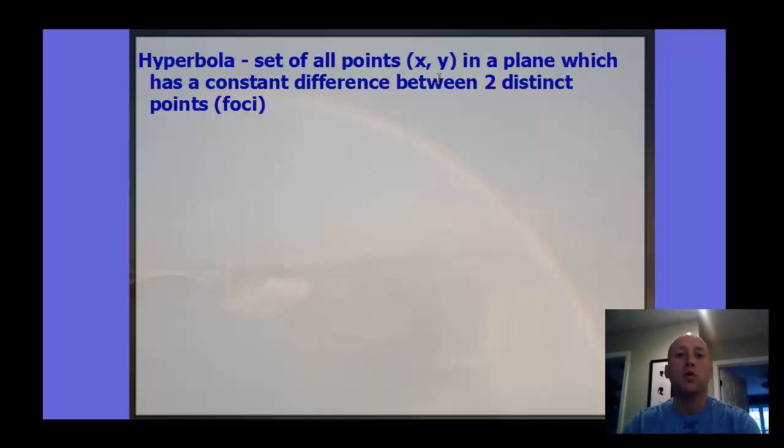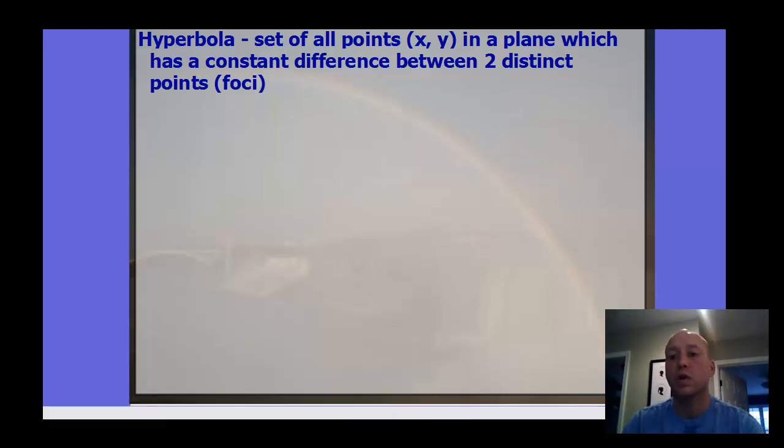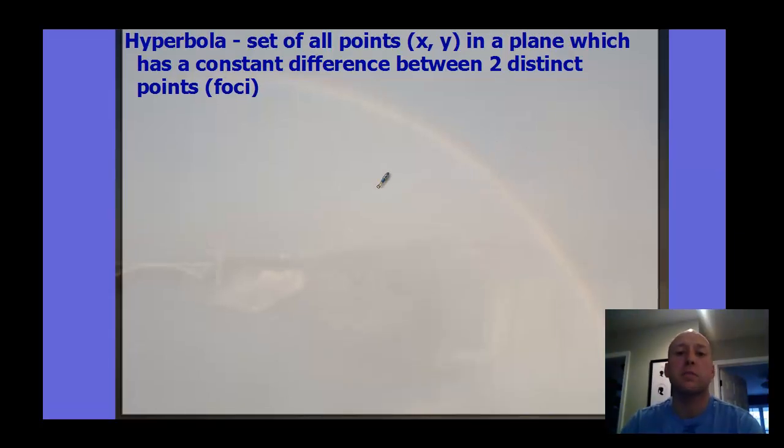So a hyperbola, the locus for a hyperbola is the set of all points xy in a plane which has a constant difference between the two distinct points called the foci. So for the ellipse it was the summation, for here it's the difference. So we still have some center. So here's our center.